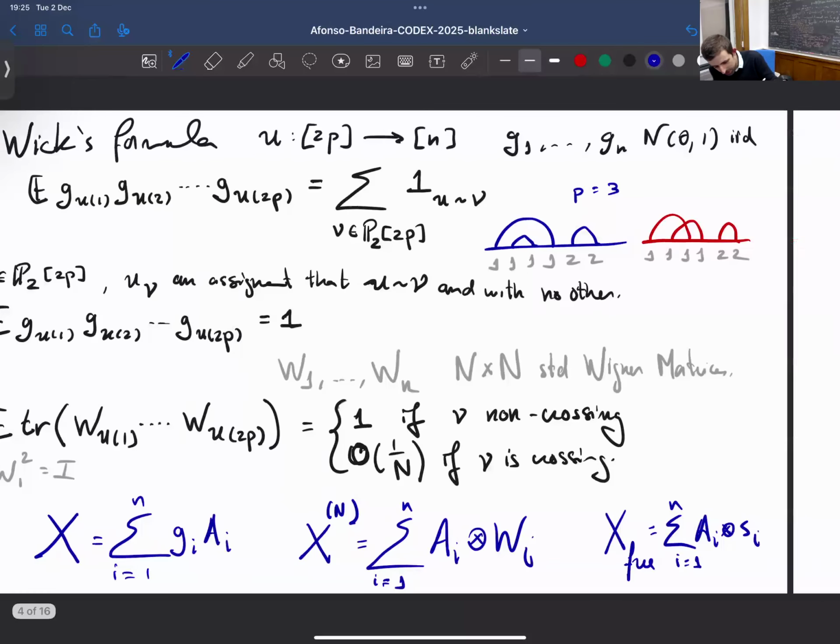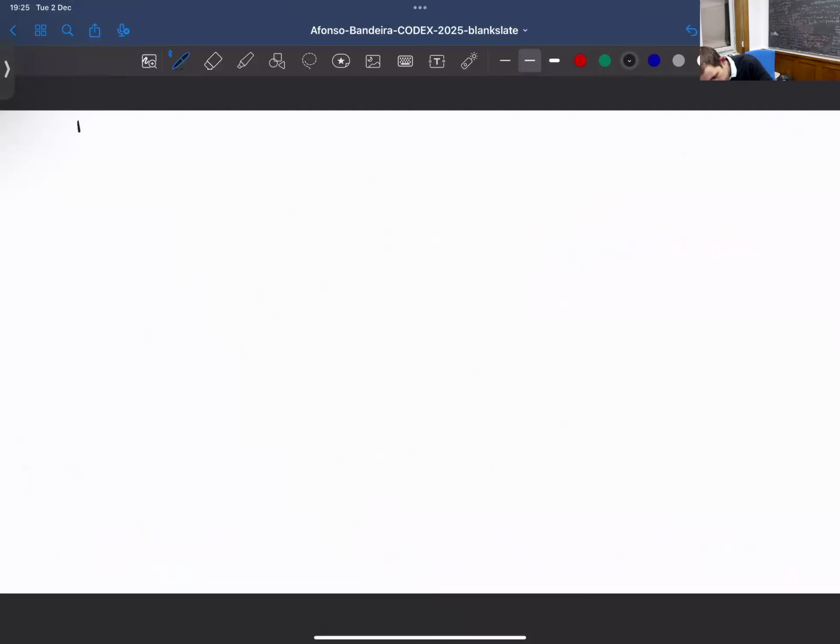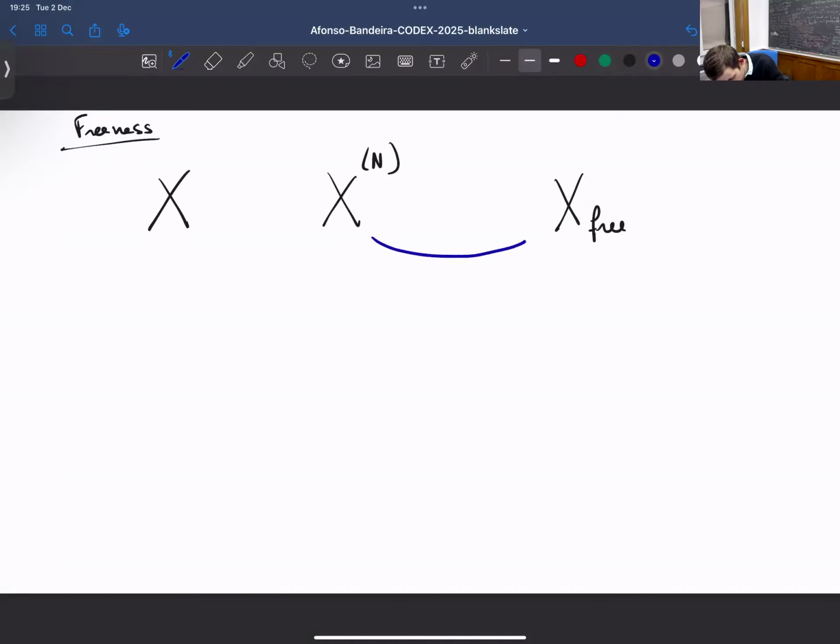Now comes the story of freeness. Okay, so we have these players, these characters, X_n and X_free. Back in the 90s and early 2000s, there was the discovery that as n goes to infinity, this object starts looking like that one, relating for n large these two objects. That's what's known as asymptotic freeness.